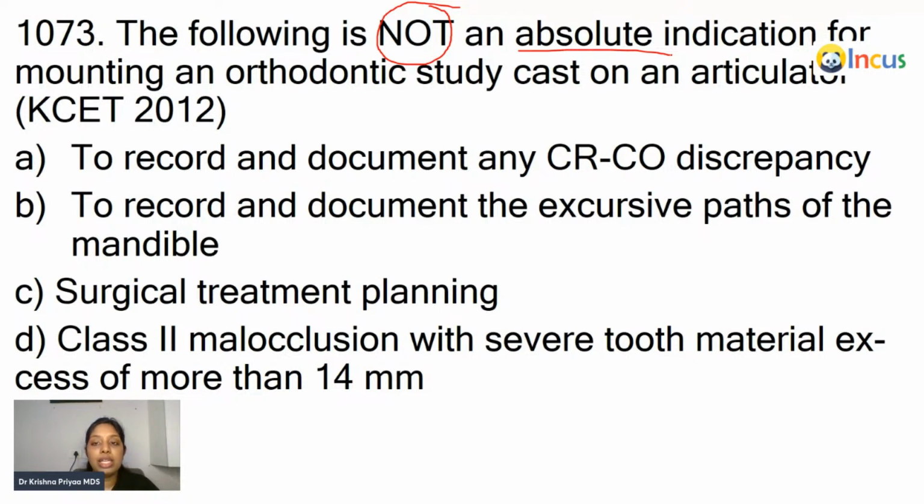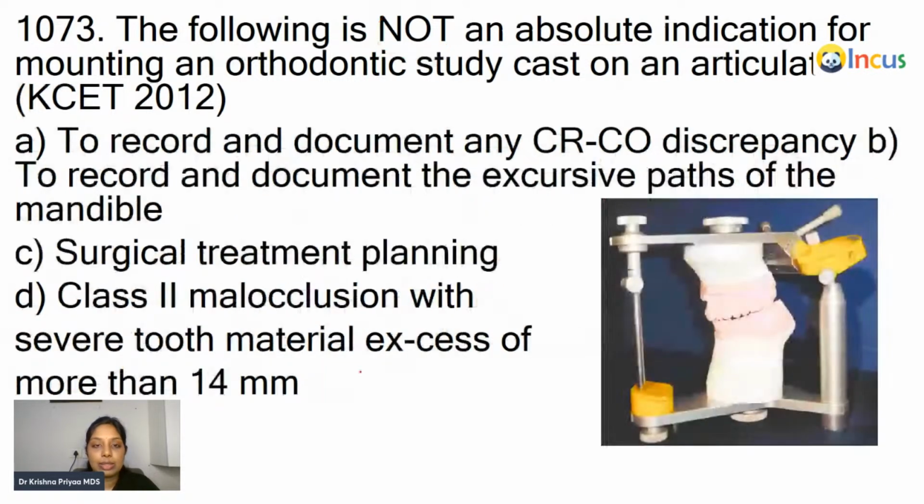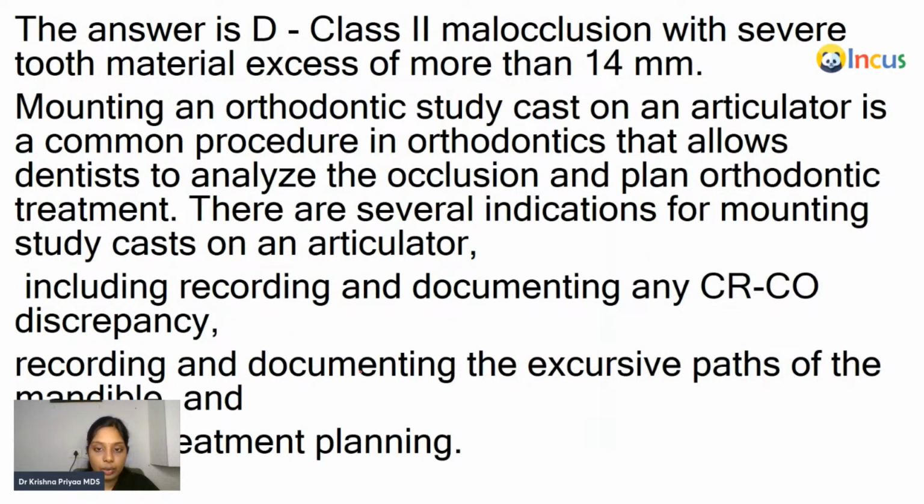The options: to record and document any CR-CO discrepancy, to record and document the excursive path of the mandible, surgical treatment planning, and class 2 occlusion with severe tooth material excess of more than 14 mm. The first three options seem sensible, but the last option doesn't seem as sensible. See why? Because it is not an absolute indication to mount an orthodontic study cast on an articulator, since overjet is increased in this scenario. There are several indications other than that.